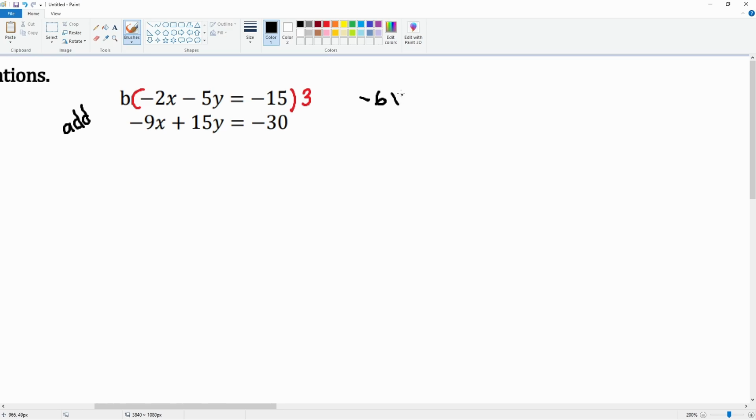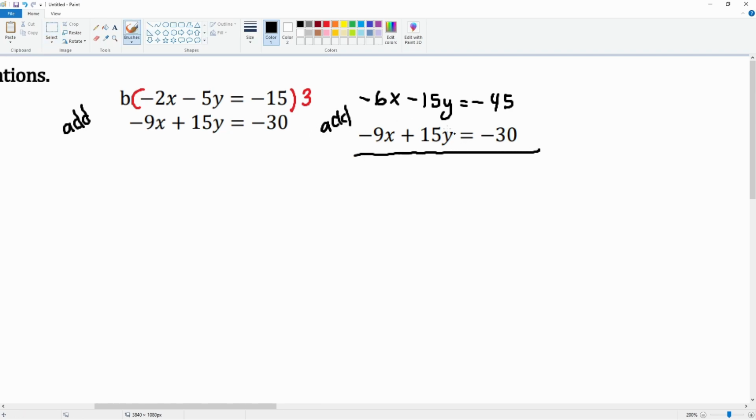It becomes negative 6x minus 15y is equal to negative 45. That is the first equation. Then here is the second equation. I'm just going to bring it over. Notice now I can just add the two equations together. When I add these two equations together, the y's will disappear because negative 15y plus 15y becomes 0y. Then negative 6x and negative 9x becomes negative 15x, and negative 45 and negative 30 becomes negative 75.